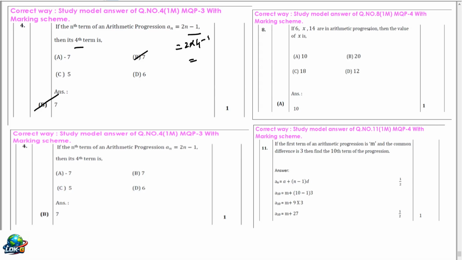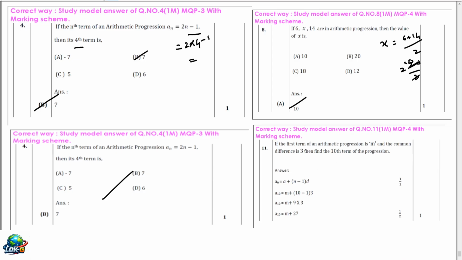6, x, 14: then the value of x. Middle term will be the arithmetic mean between the first and the last term. 6 plus 14 upon 2, that is 20 upon 2, 20 upon 2 is 10. Correct answer is 10. Then second question: if the nth term of an arithmetic progression is 2n minus 1, same problem repeated here. Answer is 7.